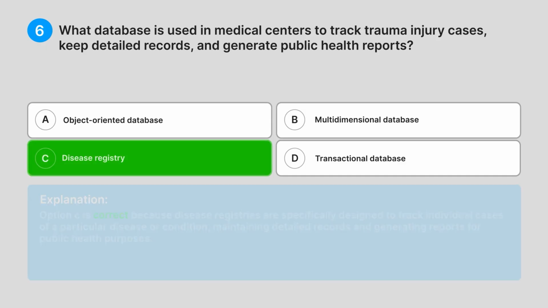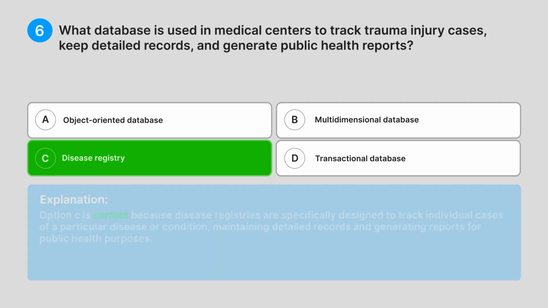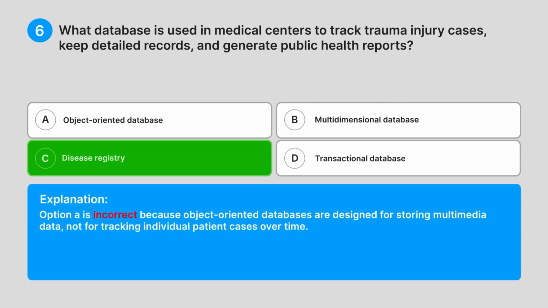Explanation. Option C is correct because disease registries are specifically designed to track individual cases of a particular disease or condition, maintaining detailed records and generating reports for public health purposes. Option A is incorrect because object-oriented databases are designed for storing multimedia data, not for tracking individual patient cases over time.